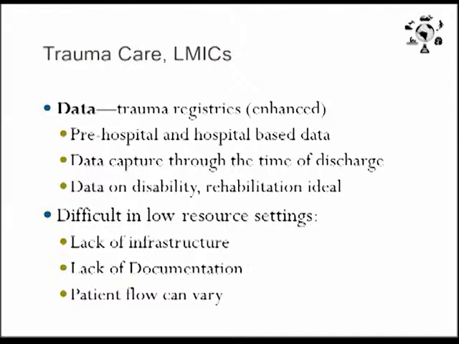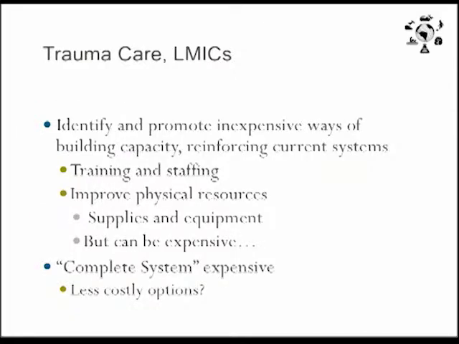It's really important to identify and promote inexpensive ways to build capacity. And this can be done in many different ways. Training and staffing is obviously something that the recipient enjoys and we enjoy doing. It does build capacity and trains the champions in this area. Another way is to build physical resources, and although this can be very costly, small purchases can make a big difference. Whether it be an inexpensive blood pressure cuff or a pulse oximeter, these things can make a difference in one institution and across a system. But understand that a complete system is very expensive.